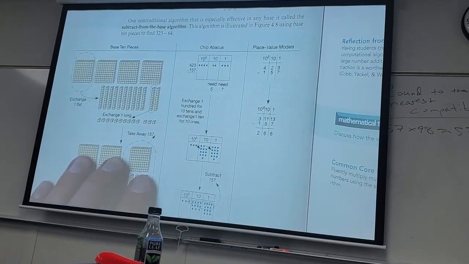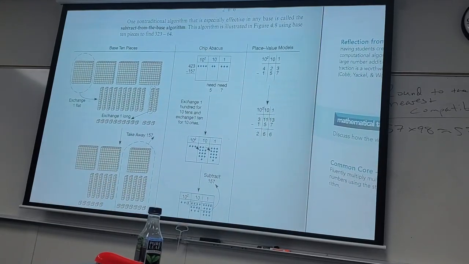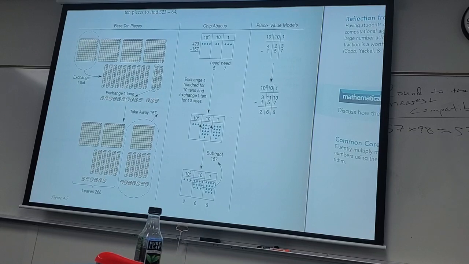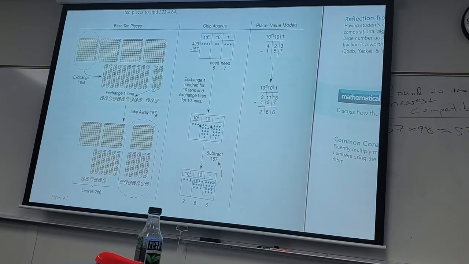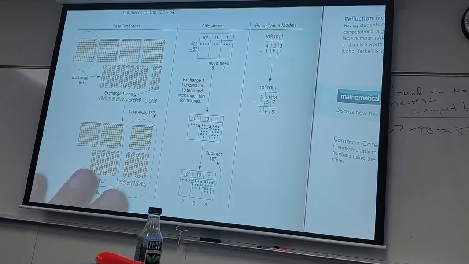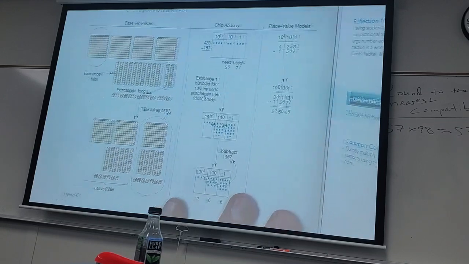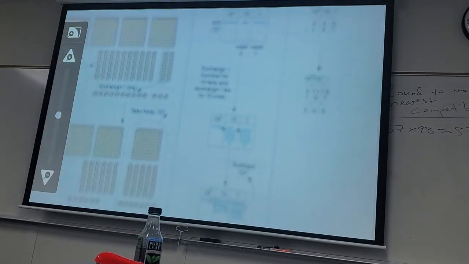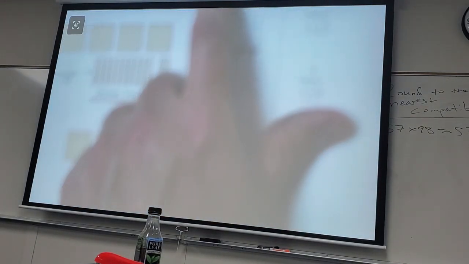There's something interesting that happens here. Okay, this might not be the right thing I want here yet. Oh yeah, this is a little more, okay. Let's see. I don't know if you got your book with you, but let's look at this. So I've got 423 minus 157.